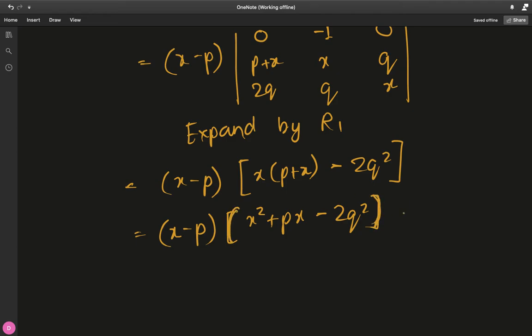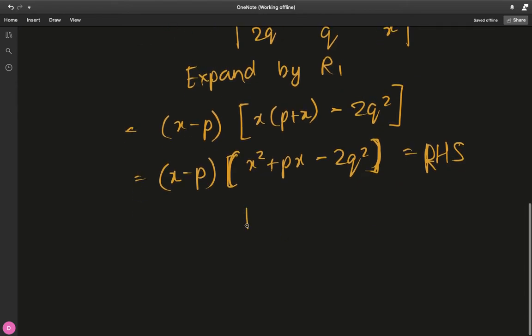Round this up if you want. That's exactly what our right hand side was equal to. Hence proved.